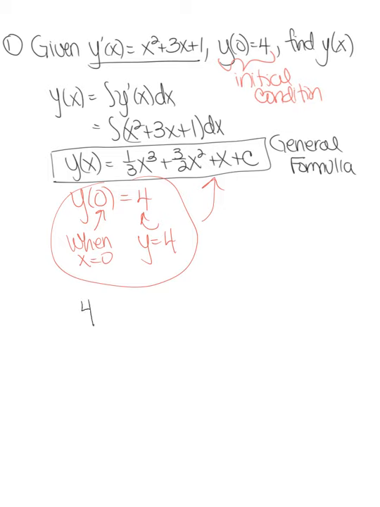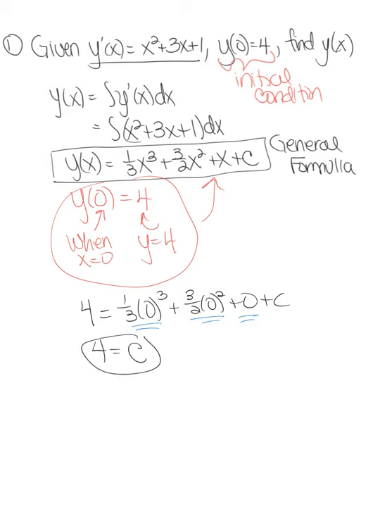So we have y of x, which is equal to 4, and again, I'm looking at the general formula here, is going to be equal to 1/3 times 0 cubed plus 3/2 times 0 squared plus 0 plus c. And then, of course, all of these terms are going to go to 0, and we simply get that 4 is equal to c. Now, that is not your answer here. Your answer is finding a specific formula for y. So we need to take that c value and put it back into our general form, and when we do, we get y is equal to 1/3 x cubed plus 3/2 x squared plus x plus 4.